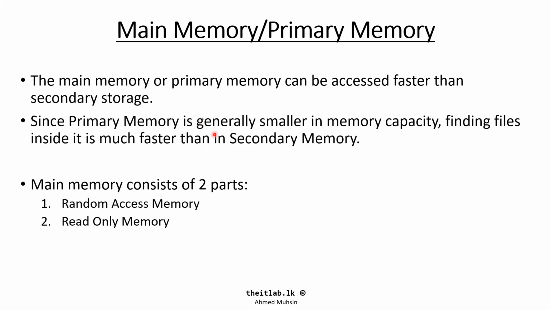Primary memory, the main reason you can access it much faster is because it has a very much smaller memory capacity. Now, primary memory consists of two parts: RAM and ROM. Is it clear? So primary memory has two parts, RAM and ROM. That's it, nothing else comes under primary memory or main memory.